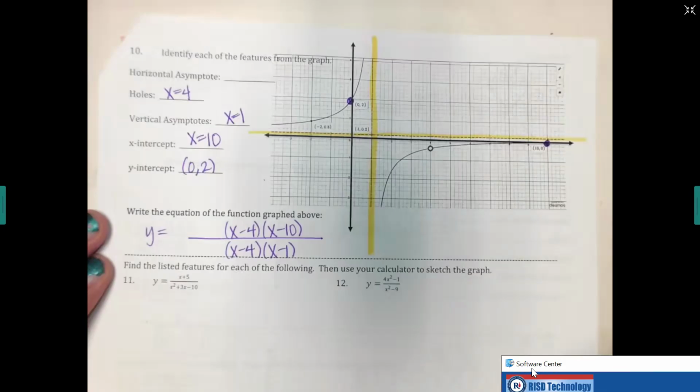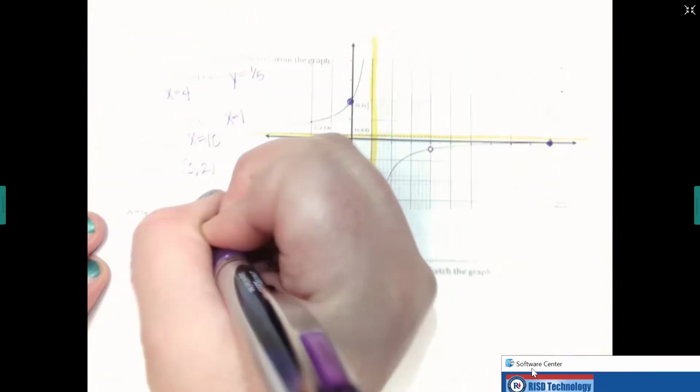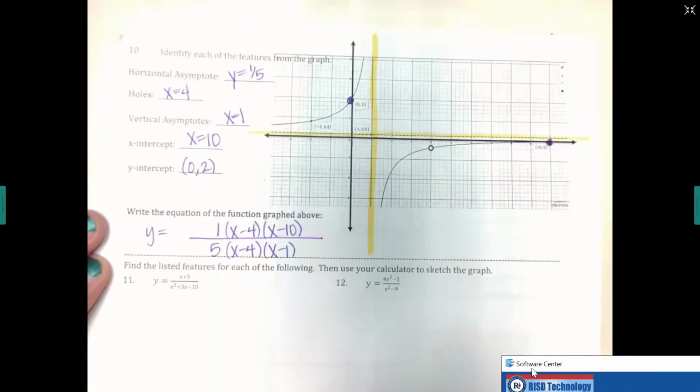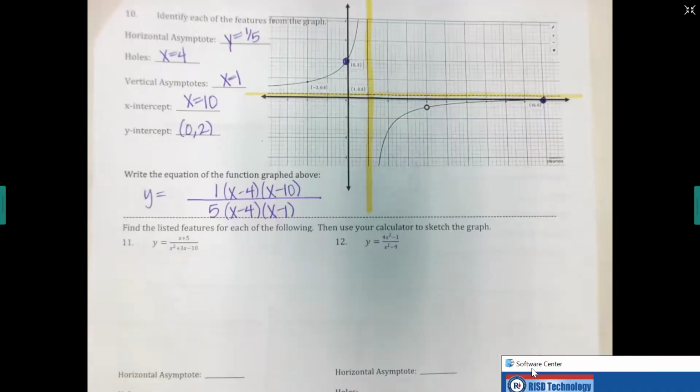So put y equals 1/5. And then put a 1 on top and a 5 on bottom. Because remember, in order for a 5th to be the horizontal asymptote, it would have to be a bed C that divides to that in the front. Okay? Questions on that?